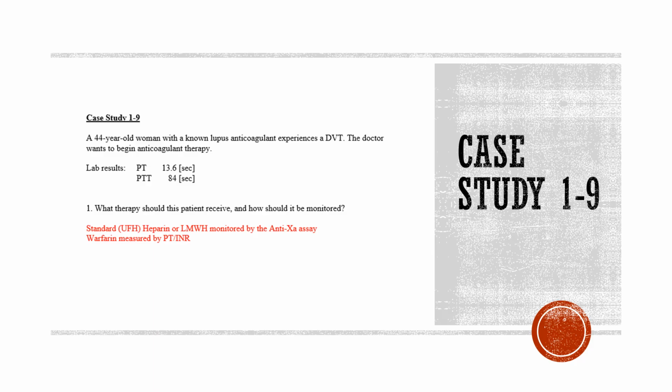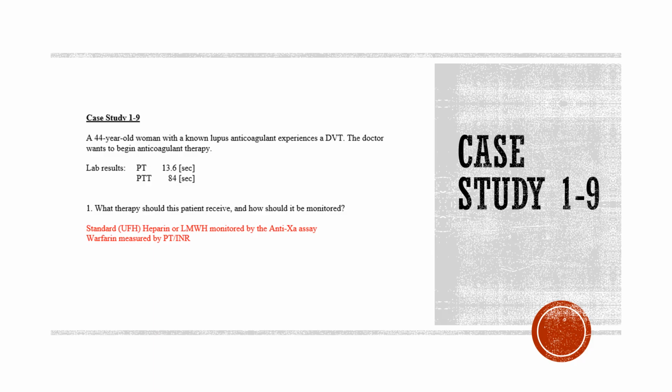The way we directly monitor heparin is by the anti-10A assay. Now, you might be thinking, oh, but wait, I thought that heparin affected the intrinsic pathway. Yes, it does. We can measure the anticoagulant effects with the PTT, but we can directly measure heparin itself with the anti-10A assay. So we're monitoring the drug with the anti-10A assay, and we're monitoring the effects of that anticoagulant on the intrinsic pathway utilizing the PTT.